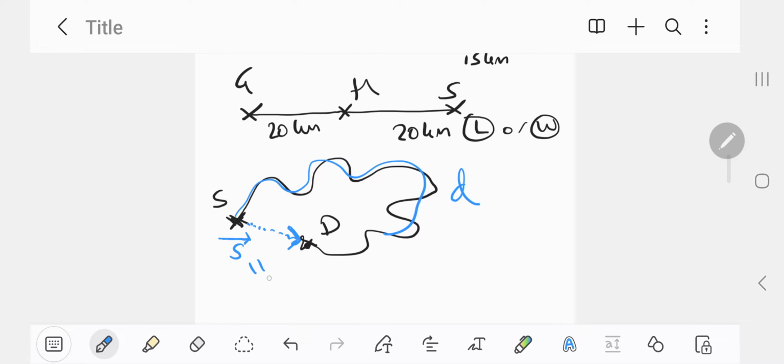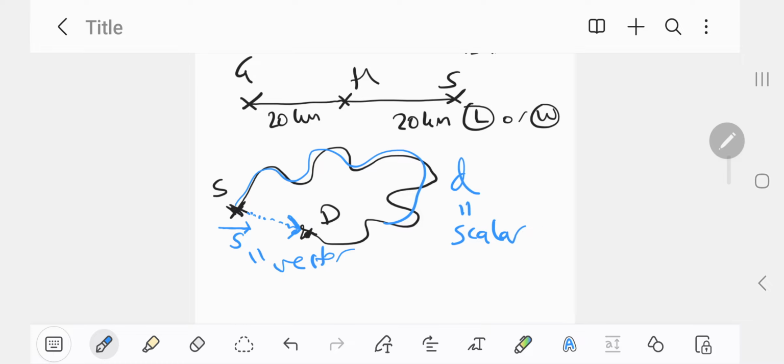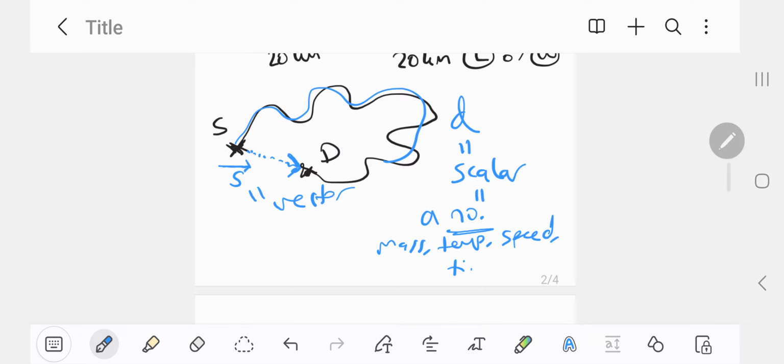Displacement is also called a vector. In physics, we have these quantities, scalars and vectors. A scalar is a number. Anything like, I don't know, mass, if you weigh a bag of oranges, temperature, speed, distance, time, these are numbers, right? A vector is a number with a direction.